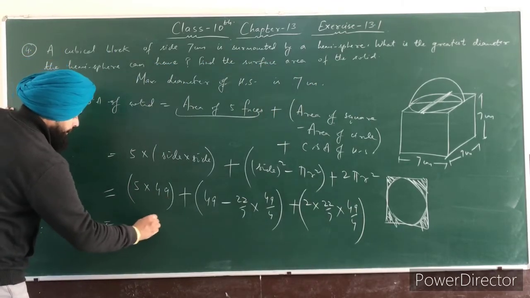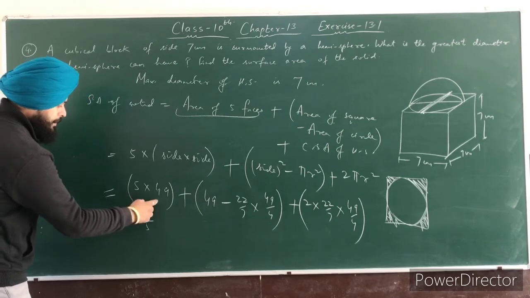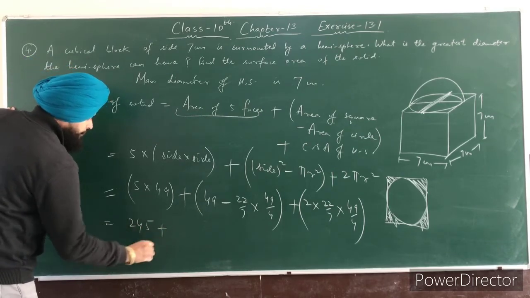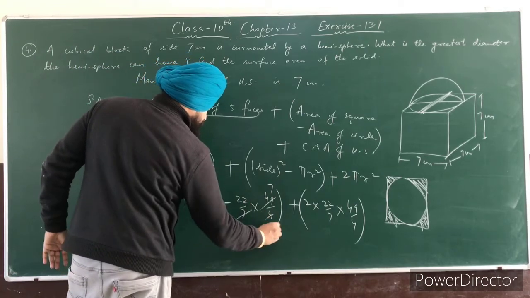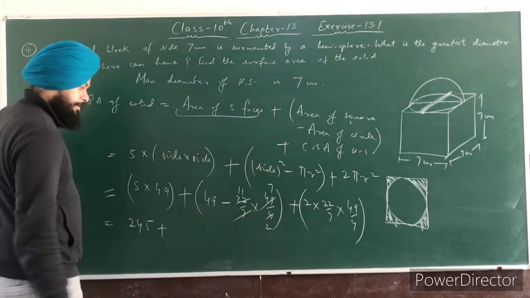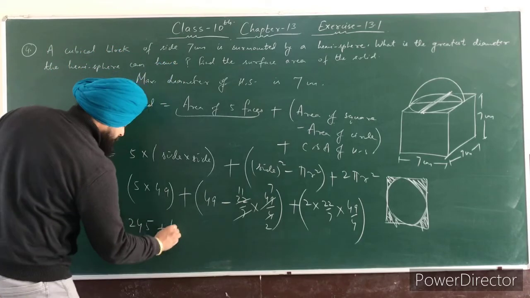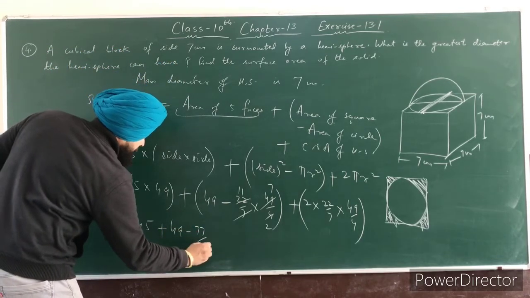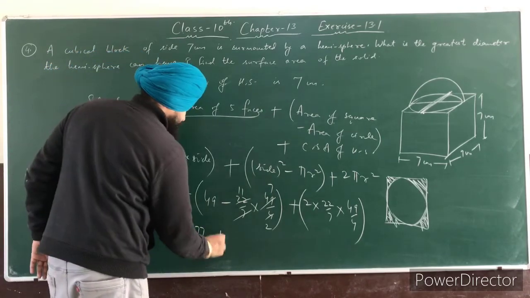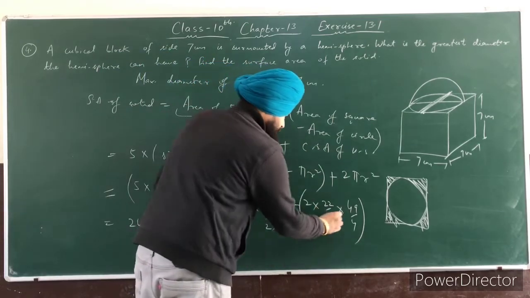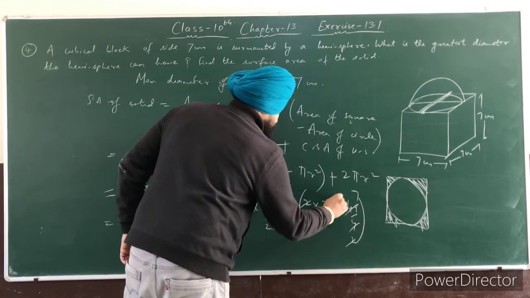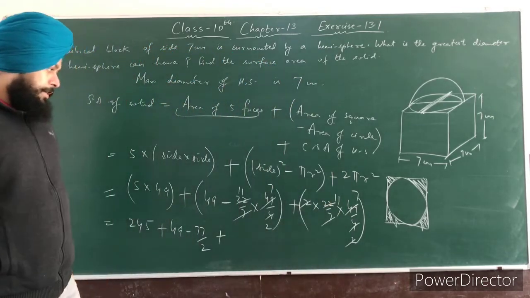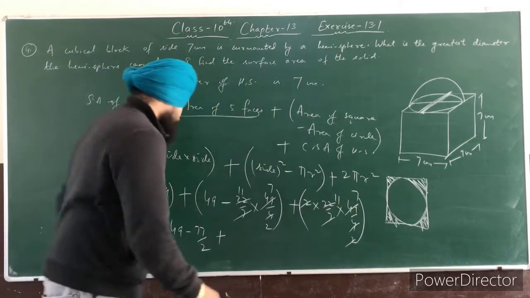5 9s are 45. 4 carry. 5 4s are 20. Plus 4, 22. Now cancel this. 7 7s are 49. 2 2s are 4, 2 11s are 22. 11 7s are 77. Plus, cancel this. 7 7s are 49. 2 2s are 4 and 2 11s are how much? 22. 11 7s are 77.